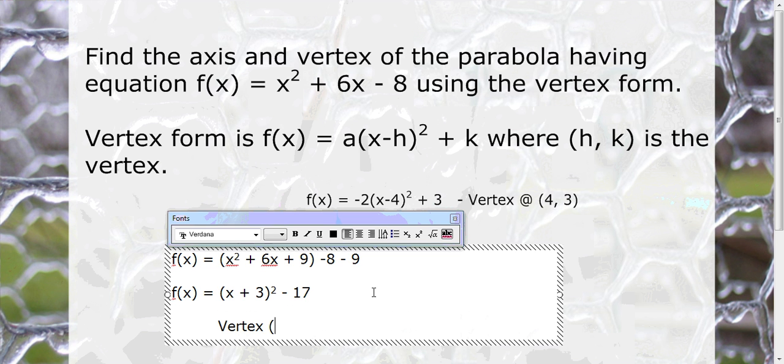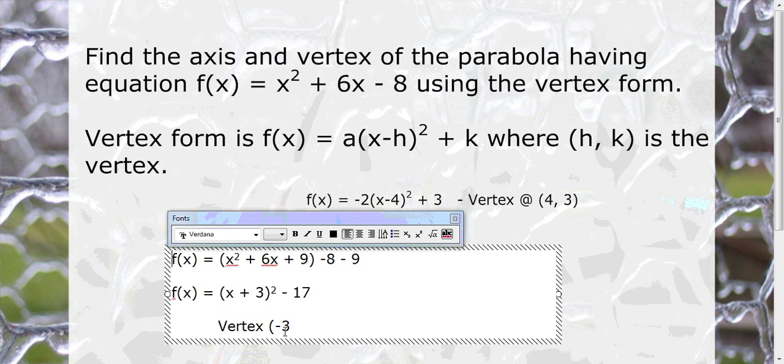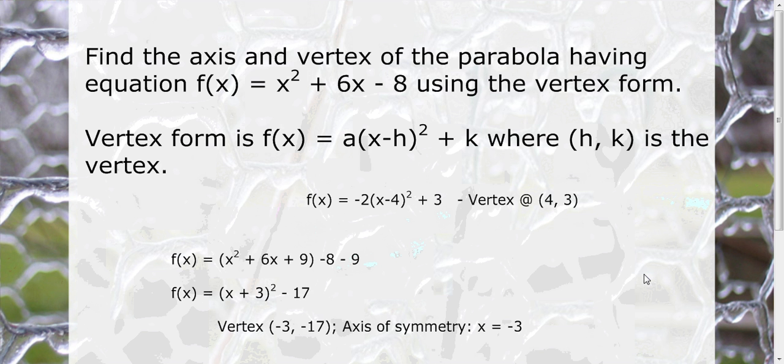Your vertex is going to be at negative 3, because remember, it says minus h, negative 17. There's something called the axis of symmetry that splits the parabola right down the middle, and that goes right through the vertex. The axis of symmetry is a vertical line, so in this case, x equals negative 3. And you're done. That's how you use completing the square to find the vertex of this.